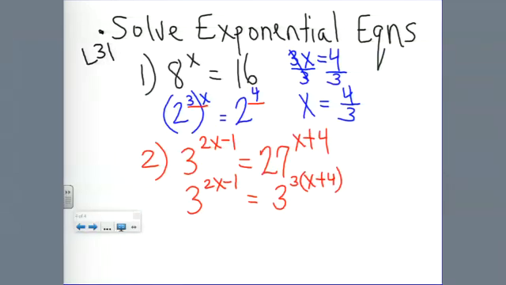Now, because the bases are equal, that means the exponents are equal. So bring down the exponents. We have 2x minus 1 equal to, and on the right-hand side, let's go ahead and distribute that 3 in the exponent. That will give us 3x plus 12.